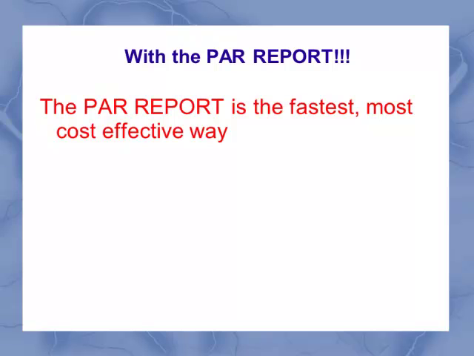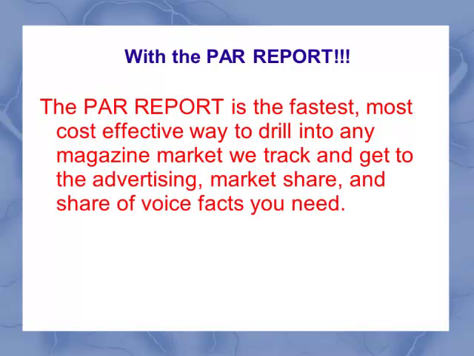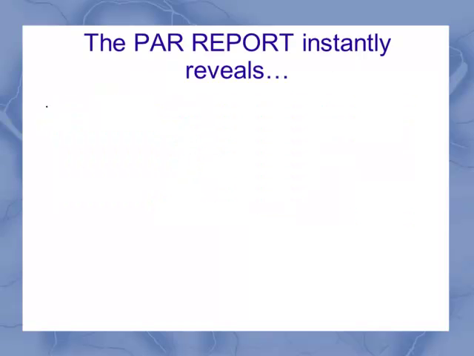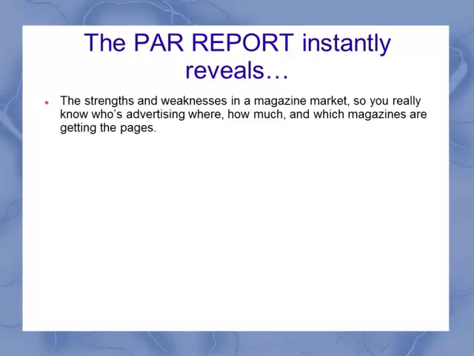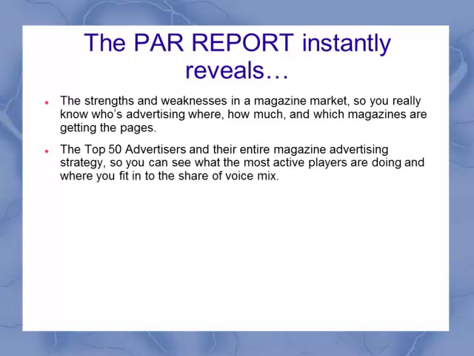The PAR report is the fastest, most cost-effective way to drill into any magazine market we track and get to the advertising, market share, and share of voice facts you need. Quick and easy. The PAR report instantly reveals the strengths and weaknesses in a magazine market, so you really know who's advertising where, how much, and which magazines are getting the pages. The top 50 advertisers and their entire magazine advertising strategy, so you can see what the most active players are doing and where you fit in the share of voice mix.